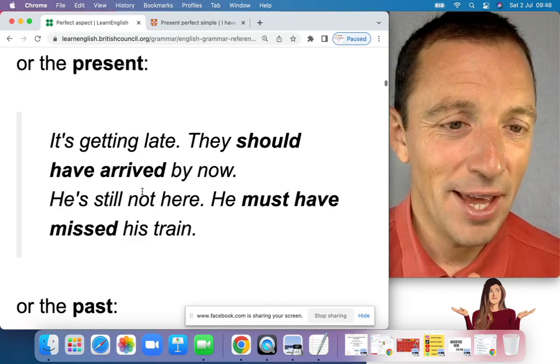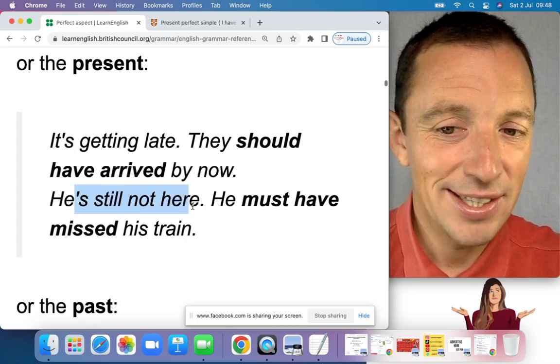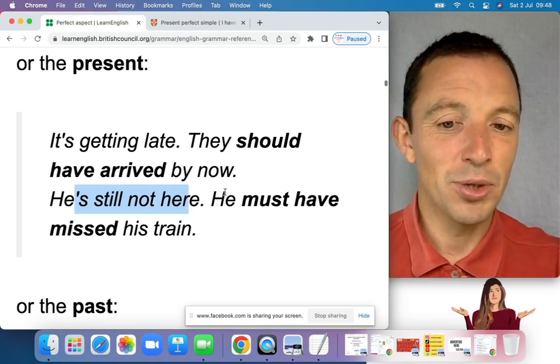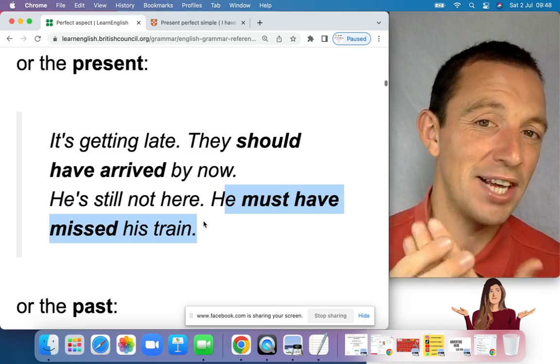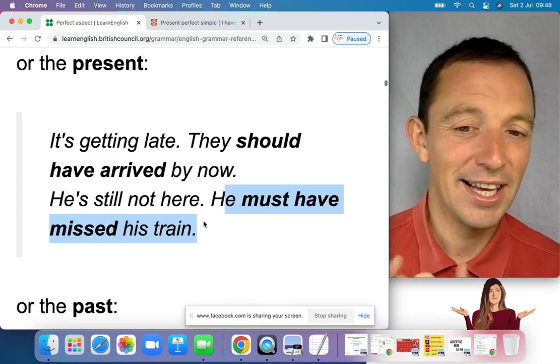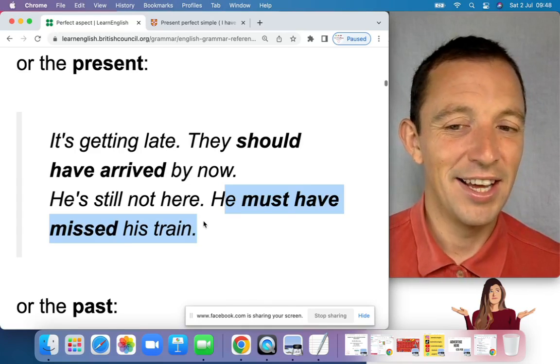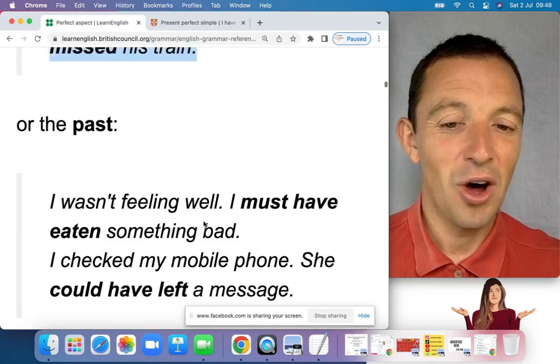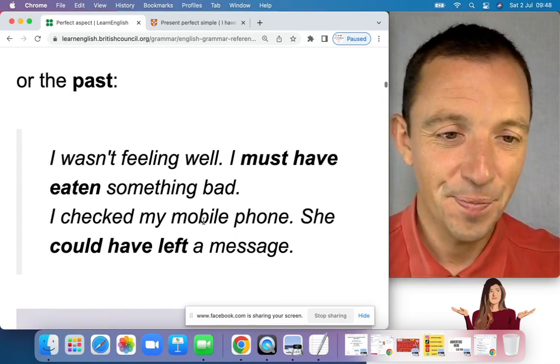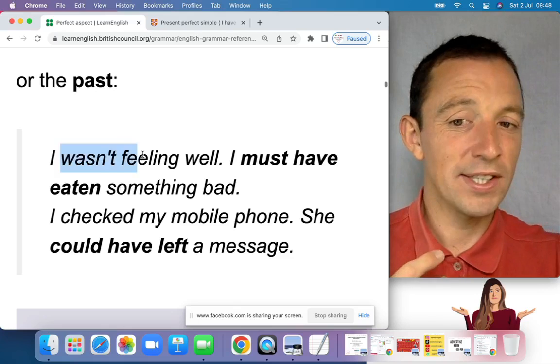Next example, he is not here. Still, he is not here. He must have missed the train. So he must have missed the train. You're almost certain and definite that he missed the train because he is not here at the moment in the present. Or the past. I was not feeling good.